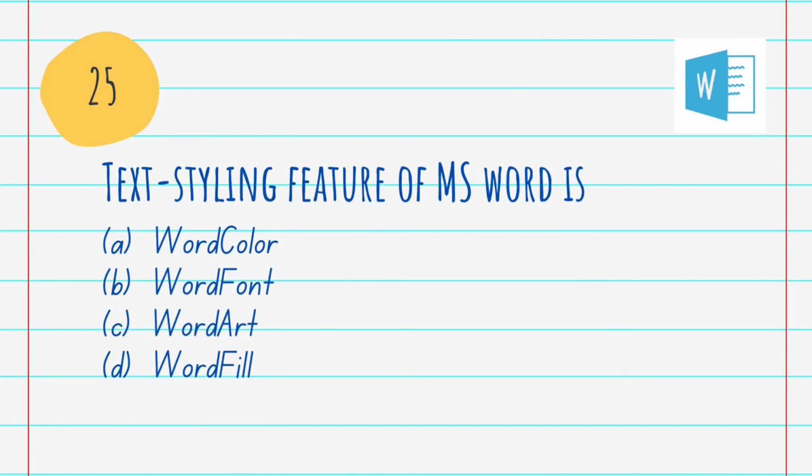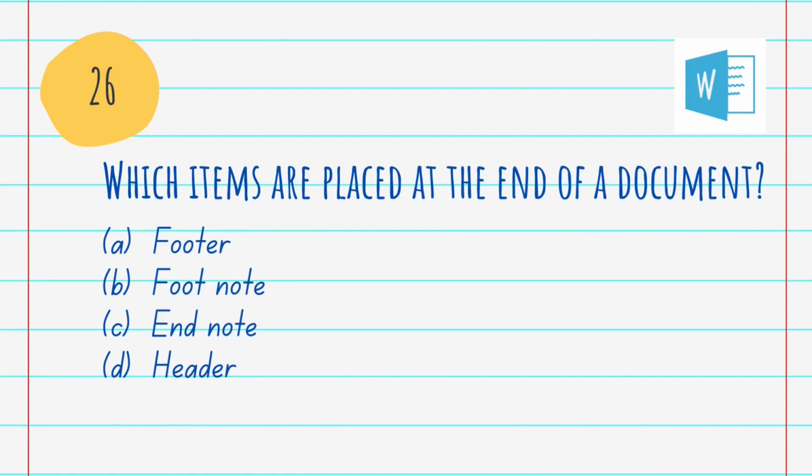Question number 25. Text styling feature of MS Word is A, word color, B, word font, C, word art, D, word fill, and the answer is C, word art. The text styling feature of MS Word is known as word art. It allows the user to make the text more noticeable. The next question is, which item is placed at the end of a document? A, footer, B, footnote, C, endnote, D, header, and the answer is C, endnote. Endnote is usually used to insert the citations into documents.